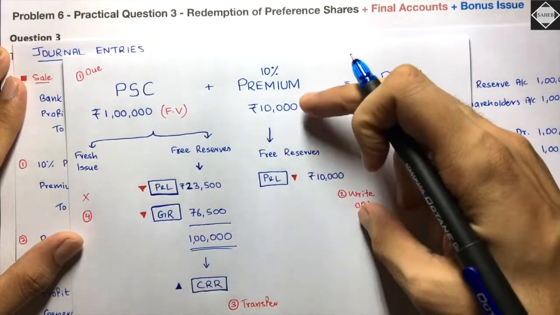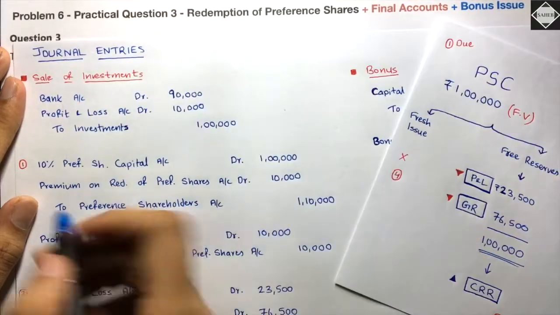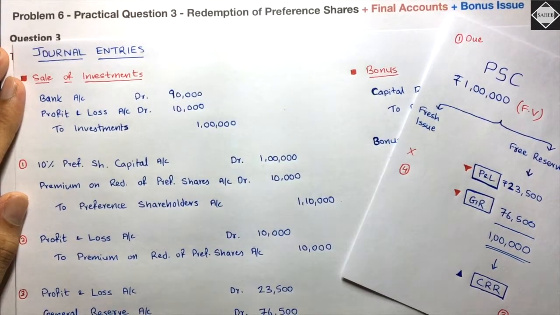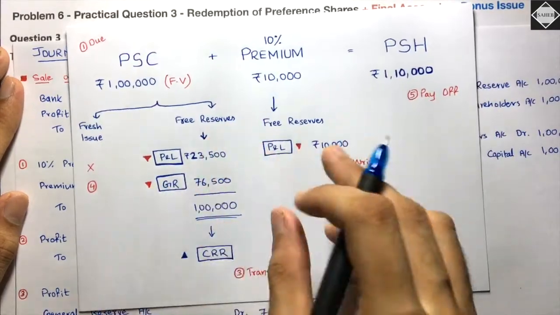You have to write off this premium on redemption. See, this premium on redemption we debited over here. We recorded a loss, 10,000 extra we are paying, right? Now that loss has to be written off. How do you write off the losses? By using up the free reserves, right? Here you can only use free reserve.